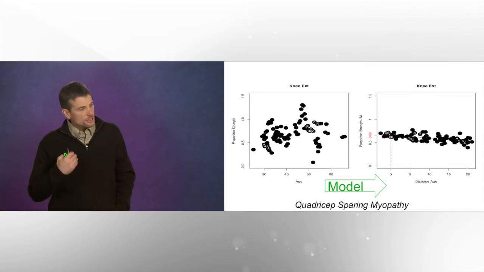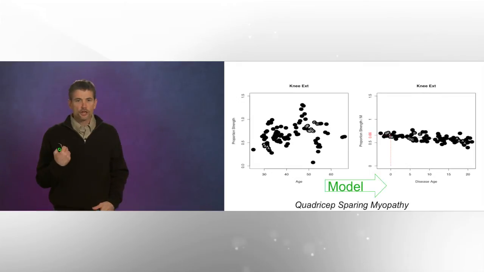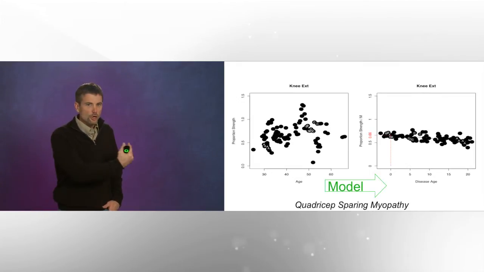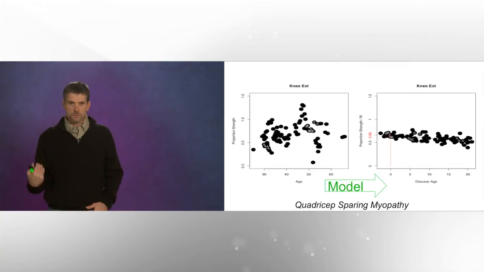Knee extension, this is the quadricep. Here you see a little bit of decline, but it's very, very slow over a 20-year span. That's what we would predict. And by the way, a clinical measure that would be reflective of knee extension would be a terrible clinical trial endpoint because it just doesn't change much. It would be very difficult, various walking measures because of this.